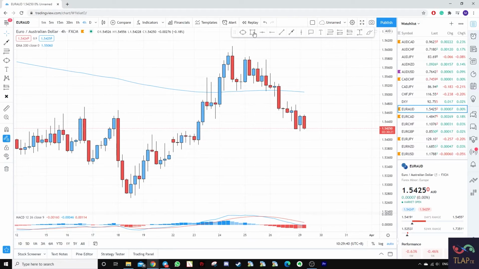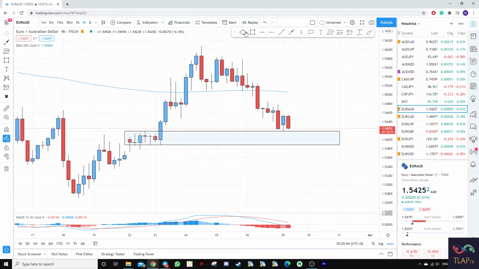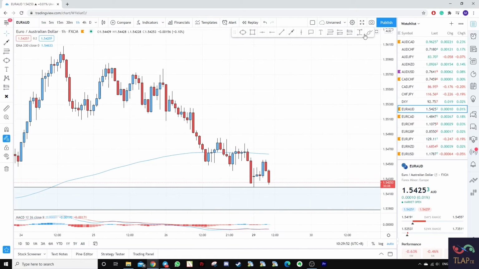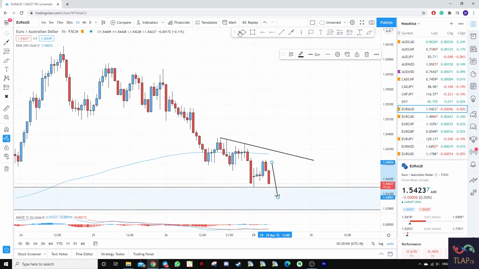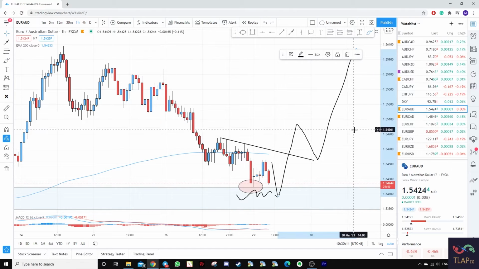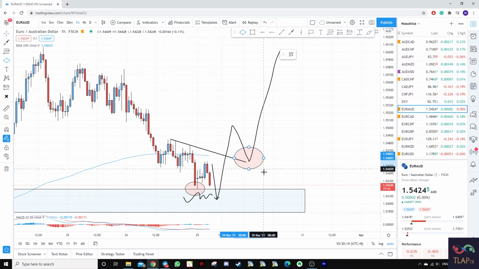Next up we have the EURAUD. We can draw a zone over here where prices barely tapped in. So dropping down to the lower time frame, you can see that prices start to slow down over here. And we can draw a descending trend line over here as well. So what we're expecting would be prices to come back down, clearing this low, grabbing liquidity over here, and we see an impulse followed by a pullback for a long position. So here would be our entry.